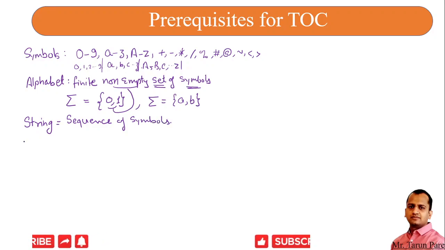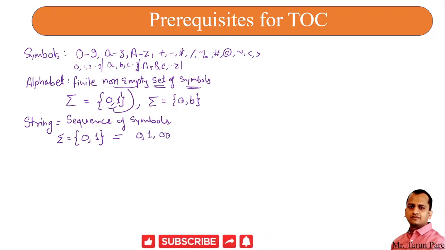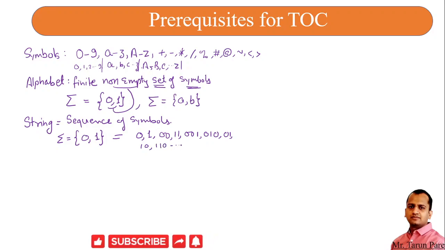So how do we write strings? We will generate strings only from those elements which are given in the alphabet. Suppose an alphabet contains the symbols 0, 1. Then the possible strings generated from this will be 0, 1, 00, 01, 10, 11, 001, 010, 011, 101, 110, etc. All these are strings.